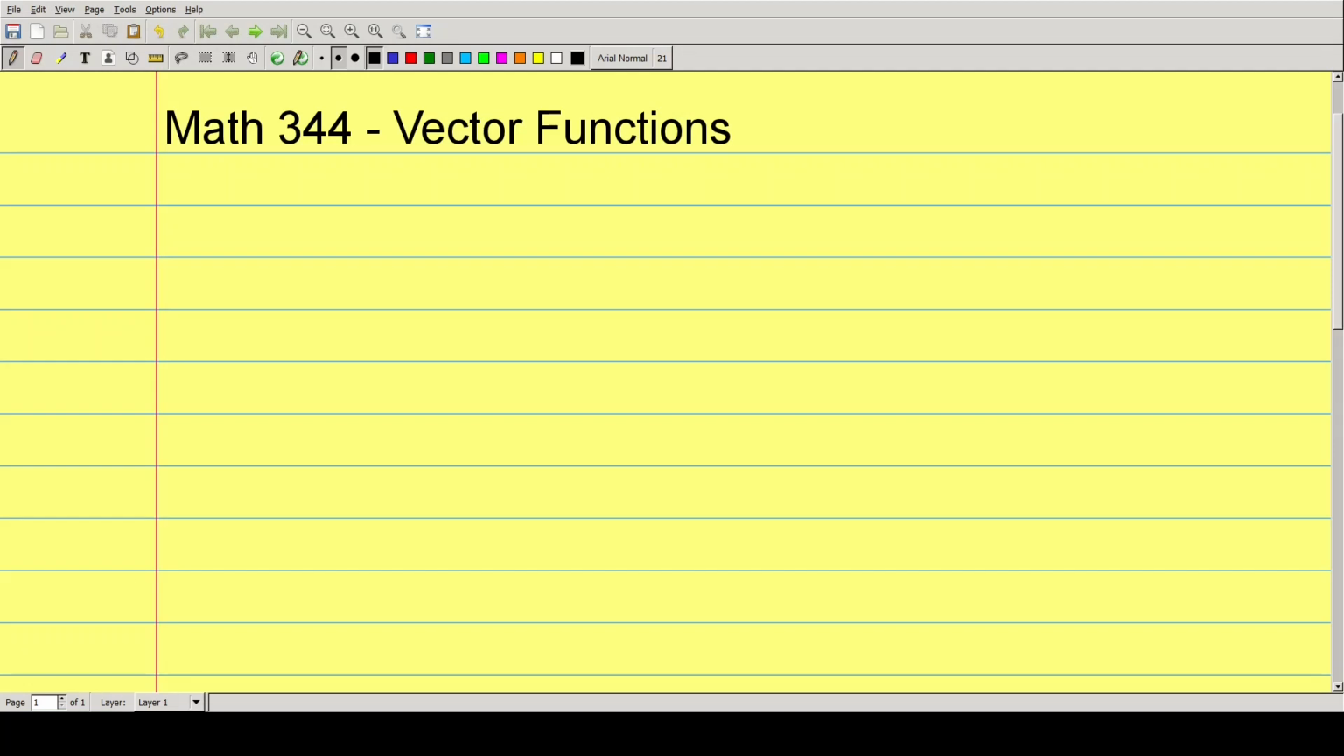Okay, so today we're going to start talking about chapter 13. Chapter 13 is about vector functions, which we've had a little bit of exposure to, but we're going to go deeper into today.